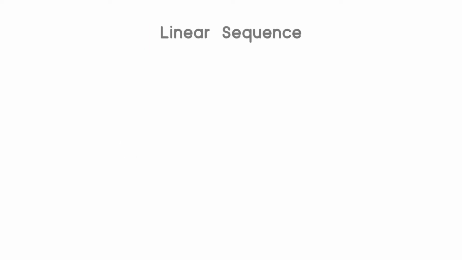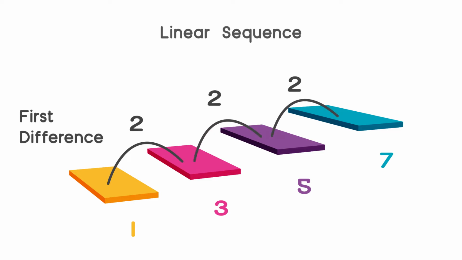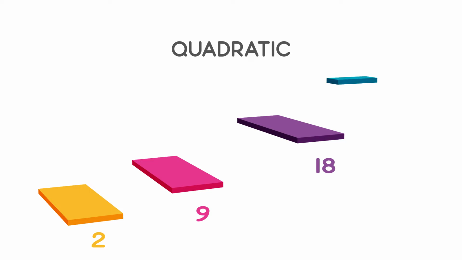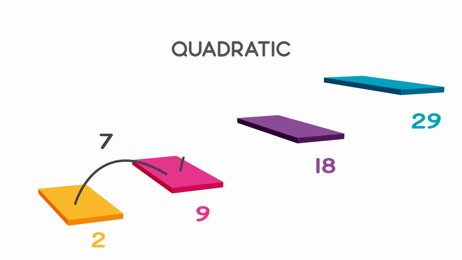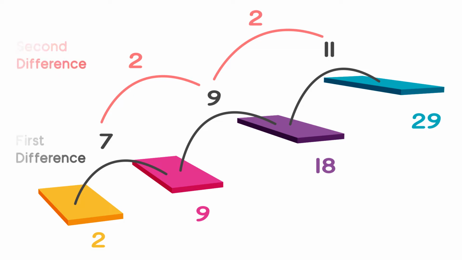So in the last video we saw that linear sequences have a difference between each term that is the same, and we call this the first difference. In quadratic sequences, this first difference is not the same, they're unequal. However, if we look at the first difference as a sequence of its own, then we can see that the difference between each of these terms is the same, and we call this the second difference.